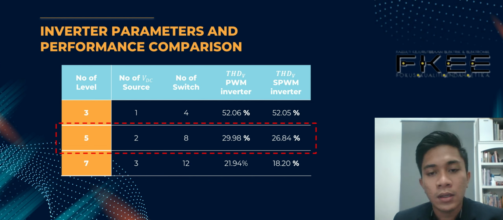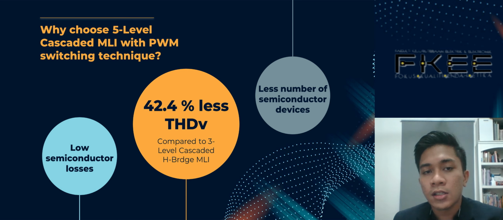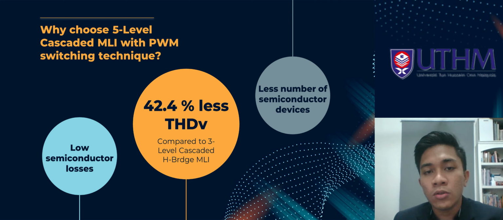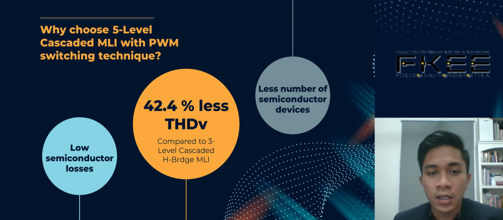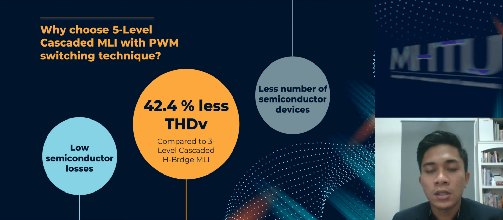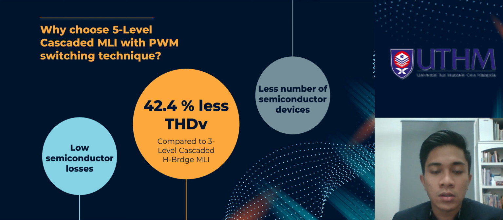So the most suitable inverter level is the 5 level cascaded H-bridge multi-level inverter with the PWM switching technique. The reason is that the PWM is less complicated than the SPWM switching technique. When we choose the PWM switching technique, it has low semiconductor losses, because the SPWM is much more complicated, as it has two signals, which are the sine wave and a carrier wave signal.